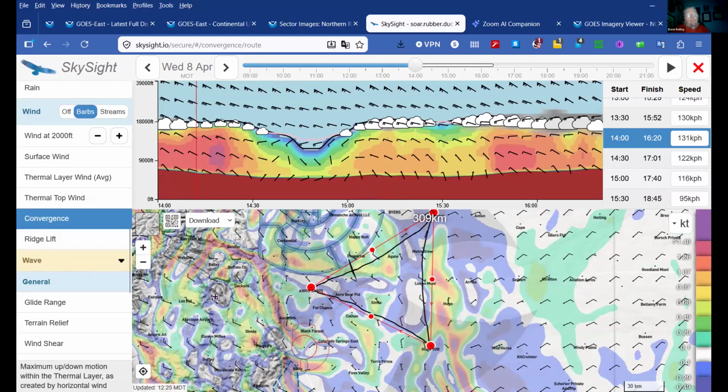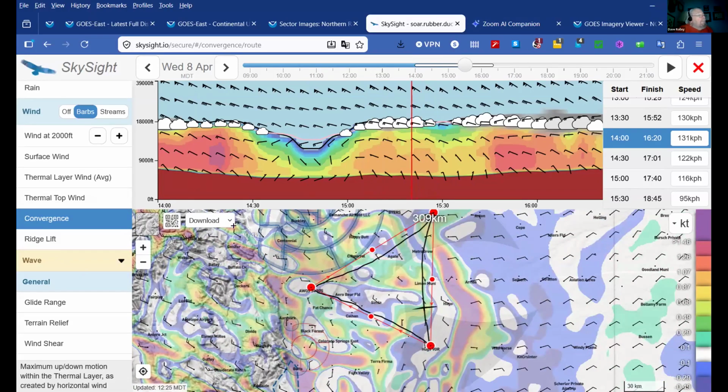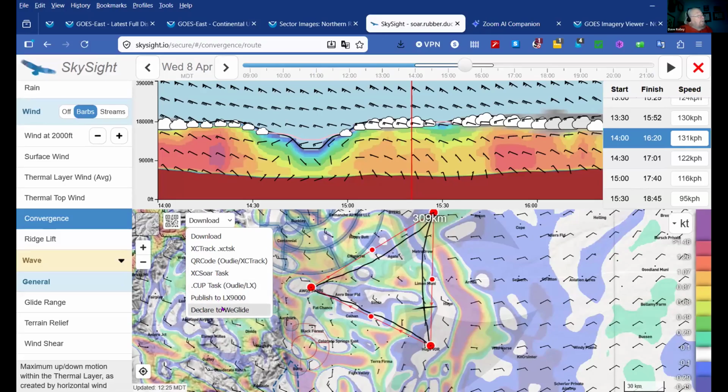So here's the planning tool for you. Now, the neat thing about this planning tool is you can download it. There's a QR code for those of you that are using Navigator, and you've got your device where you can use the camera, or you can create a task file that you can then load into your various devices. Especially if it's you and a couple of friends, you might declare it to WeGuide so they can go download it from WeGuide, or again, there's the QR code for it.